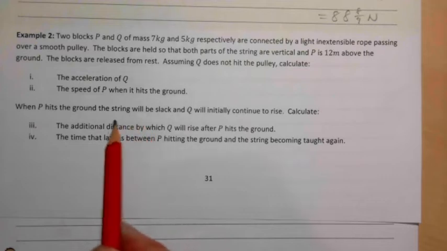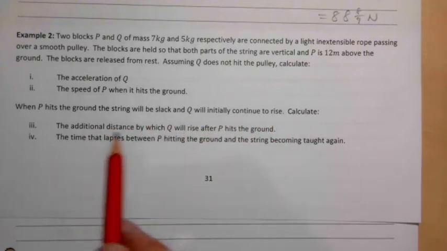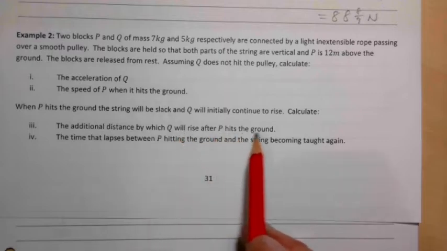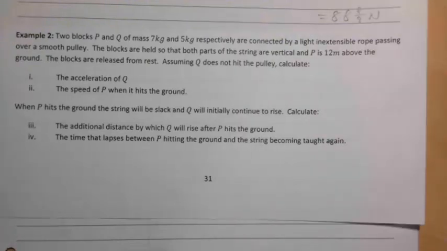When P hits the ground, the string will be slack and Q will initially continue to rise. Calculate the additional distance by which Q will rise after P hits the ground and the time that elapses between P hitting the ground and the string becoming taut again. So there's a fair bit going on there. So let's make a start then on this one.